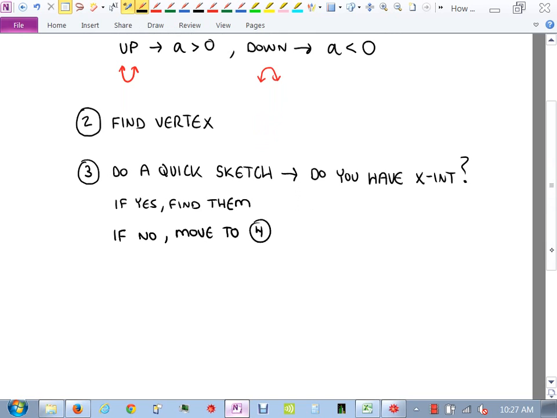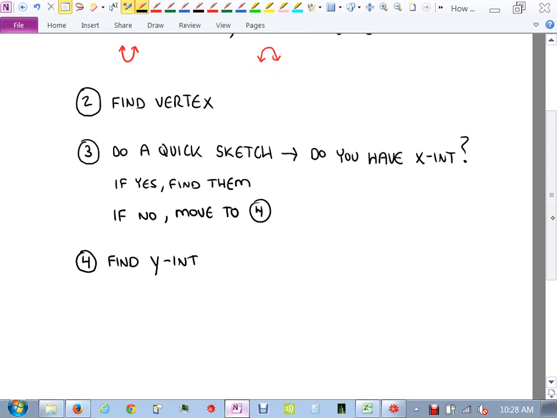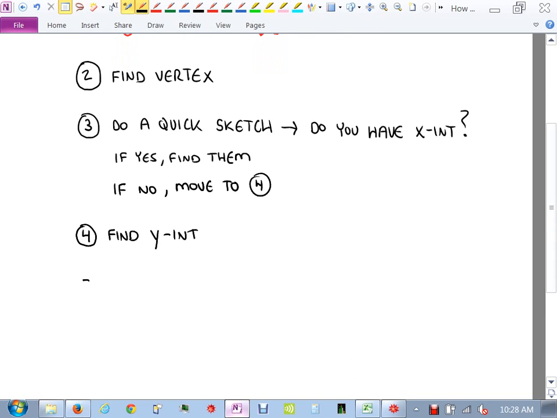So what do you think you'll do after you find your x-intercepts? Find your y-intercept. Right? And you'll always have that. You'll always be able to get your y-intercept. Then your fifth step, plot all your points and graph it.